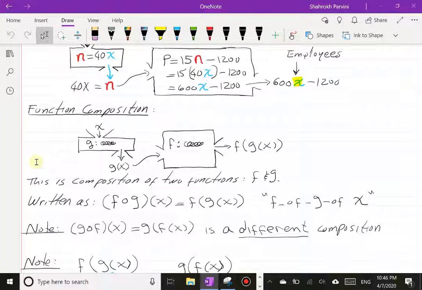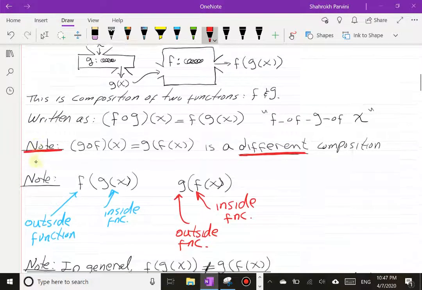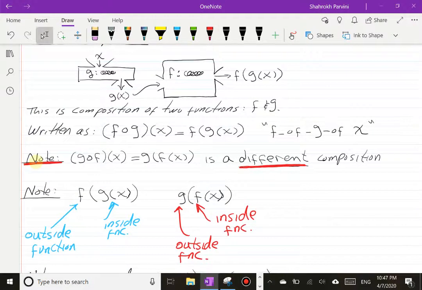Now, a few notes here that I have. Okay, our first note is this one right here. The composition g of f of x, which is written as g parentheses f of x close parentheses here, is a different composition than the one above it. So g of f of x and f of g of x are not necessarily the same.